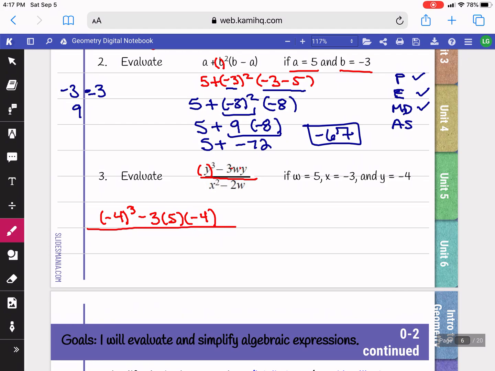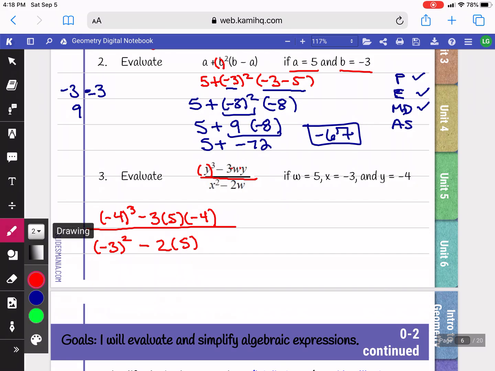On the denominator, I'm going to plug in x, so negative 3 in parentheses squared minus 2, and w was 5. So you can always use parentheses. It's the safest way to plug in your variables or your numbers for your variables. Now let's go ahead and start simplifying. I'm going to start by chunking on the numerator. So we want to make the numerator and denominator as small as possible.